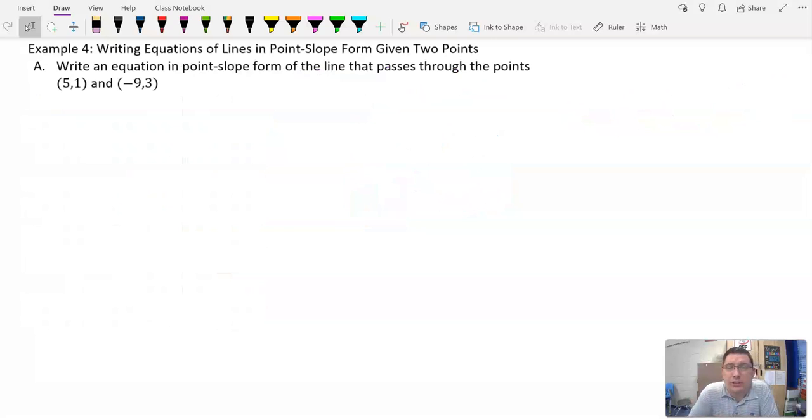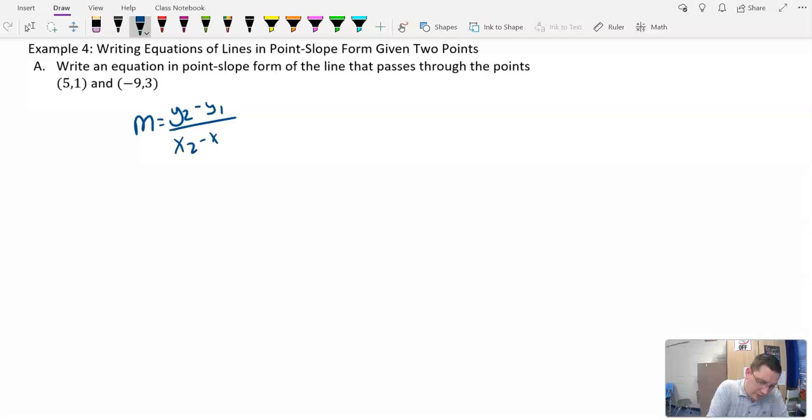All right, so here's example 4. It says write an equation in point-slope form of the line that passes through the points 5, 1 and negative 9, 3. And so we're not on the graph here, so I can't just see what is my rise and run quickly on the graph. We've got to go and plug this into the formula and figure out what is the slope first. And so x sub 1, y sub 1, x sub 2, y sub 2.